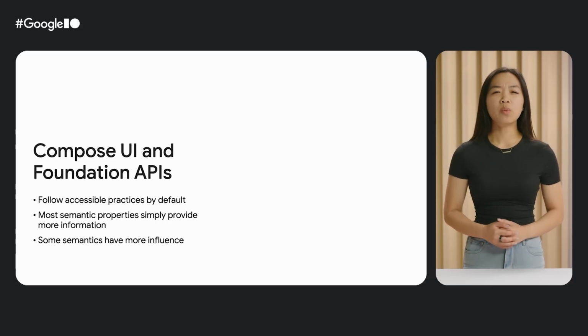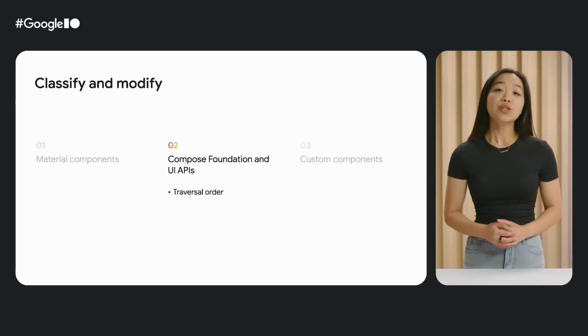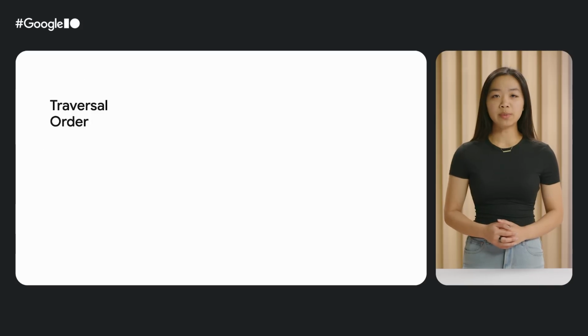But some semantics require more careful consideration since they can influence how the structure of a screen is interpreted, rather than only provide additional helpful information. Two Compose APIs are specifically meant to support accessibility traversal order. When using composables with predefined semantics, there could be a need to modify their traversal order, or the order in which accessibility services navigate through UI elements.